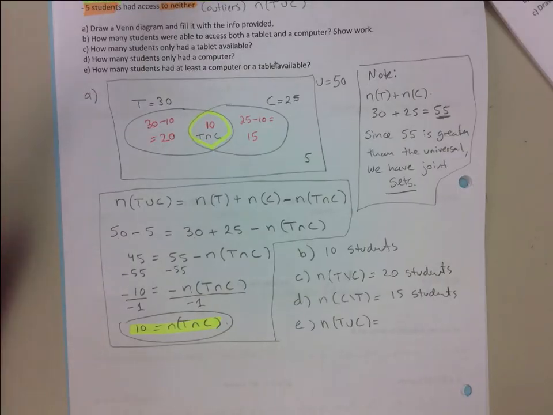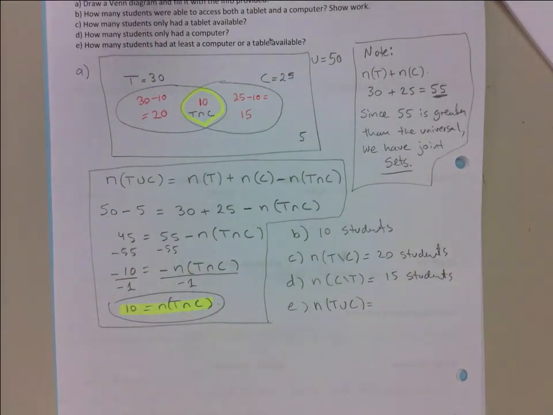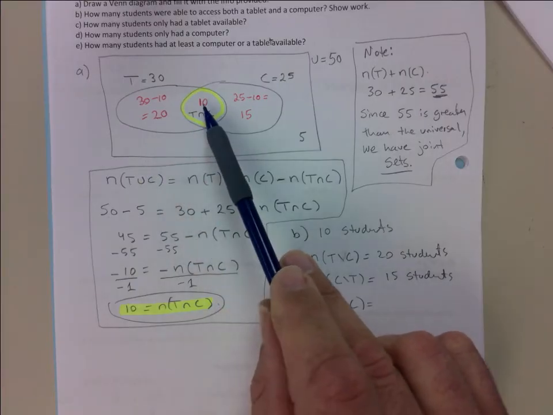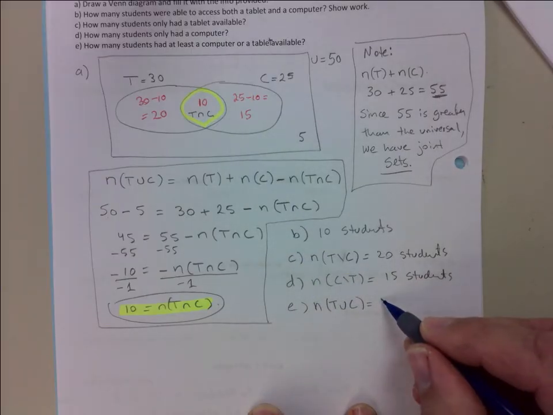Okay? So let me just zoom back down. So that's where you choose what you want to do. How do you find the union? You go universal minus outliers. That's one way of doing it. Or you go up here to your diagram and just like 20 and 10, that's 30, plus 15 is 45. But it is 45 students.